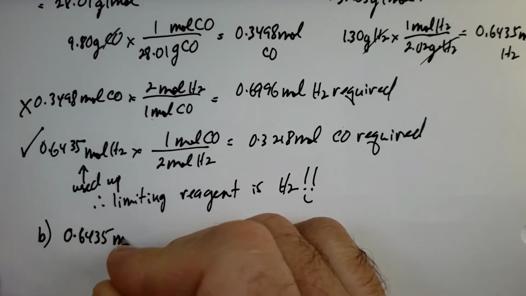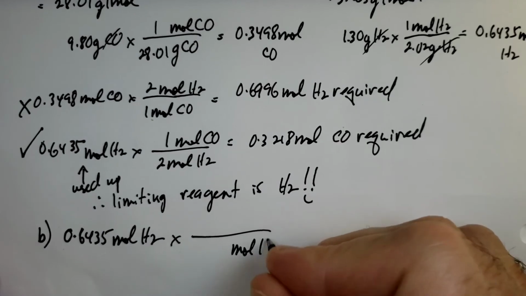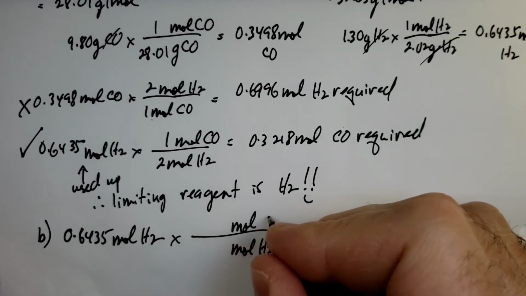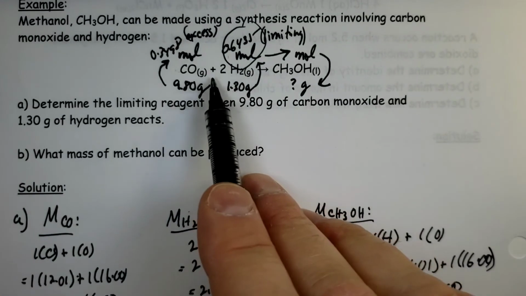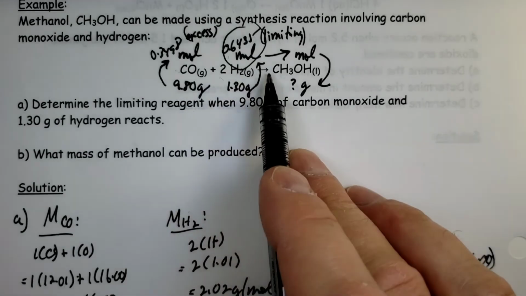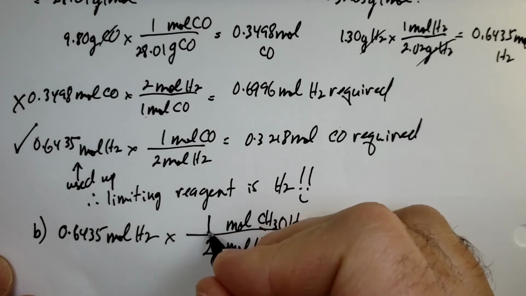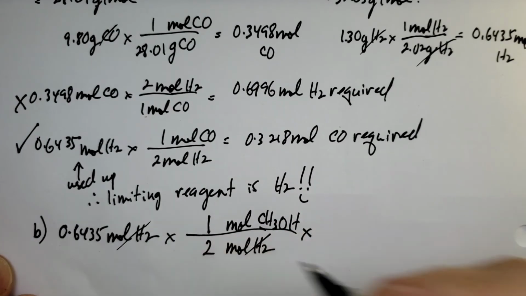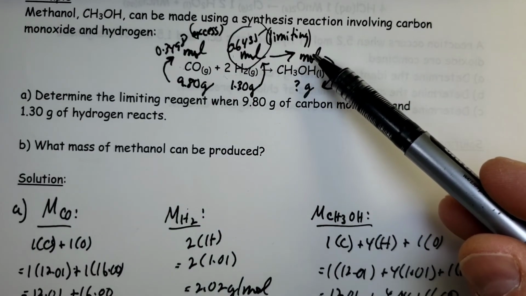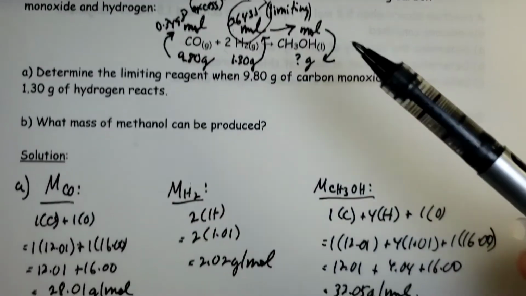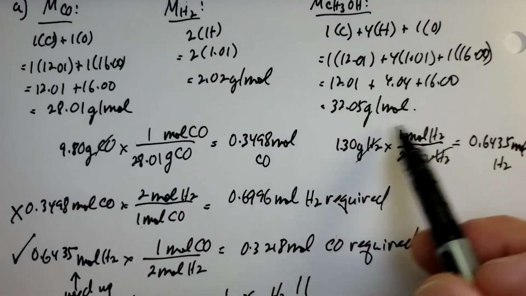0.6435 moles of hydrogen. And if I'm going from moles of hydrogen to moles of what we're trying to find out here, which is methanol, 2 moles produces 1 mole. Now if I was to stop right there, I would have how many moles of methanol I have. But of course I want to go one more step, change it into grams. So that of course uses the molar mass calculation right over there.